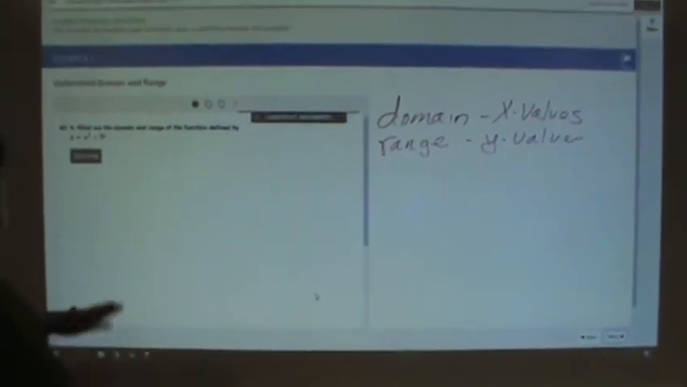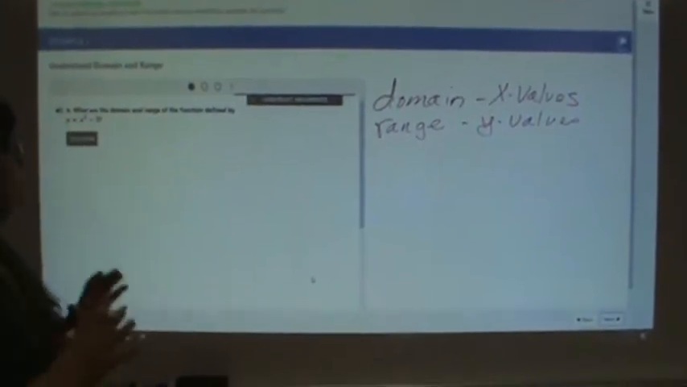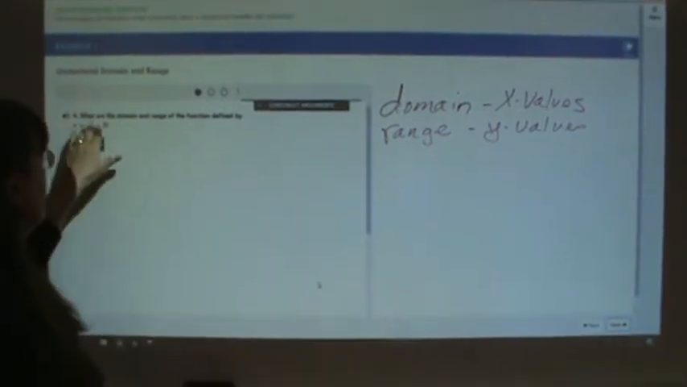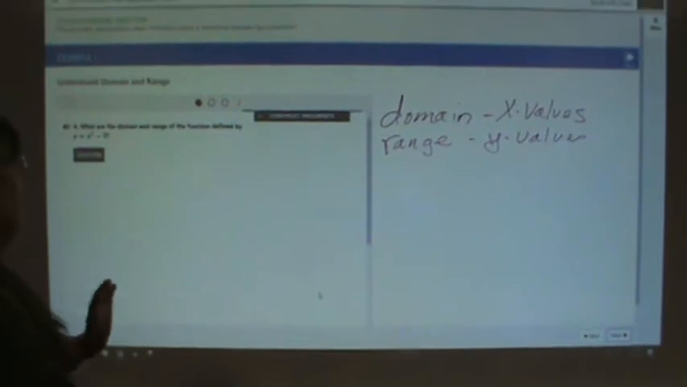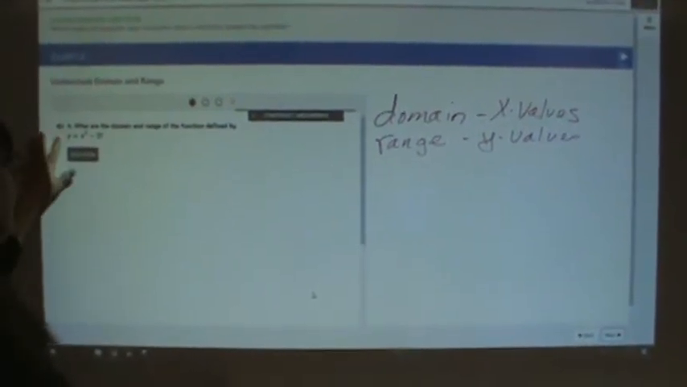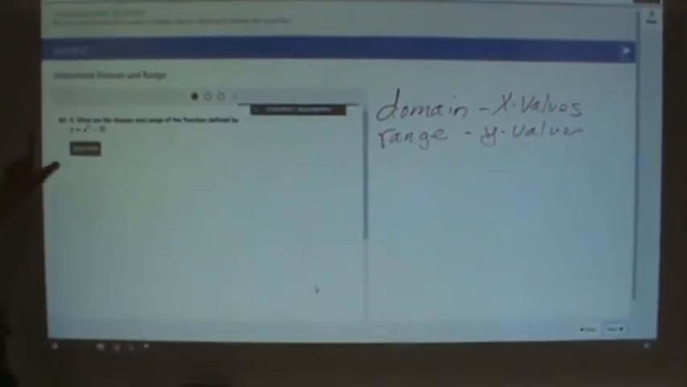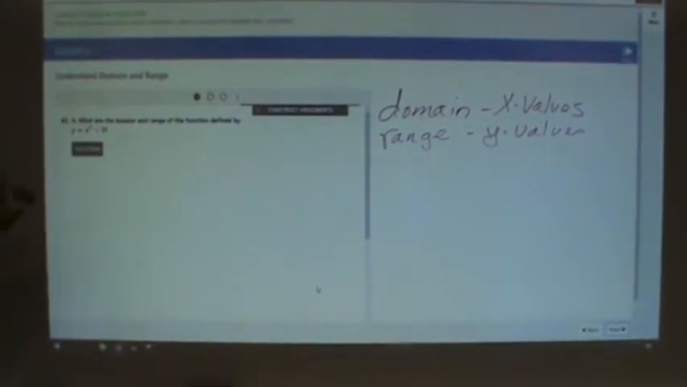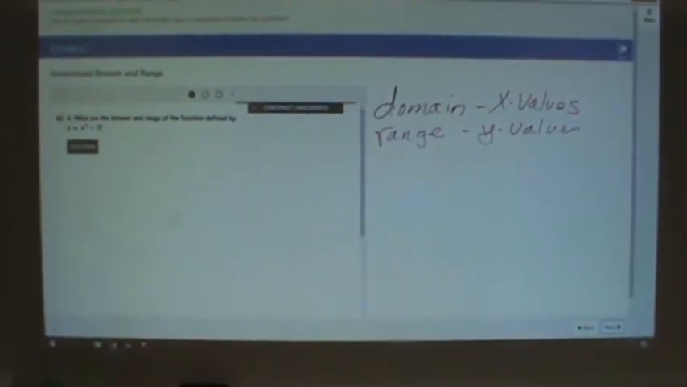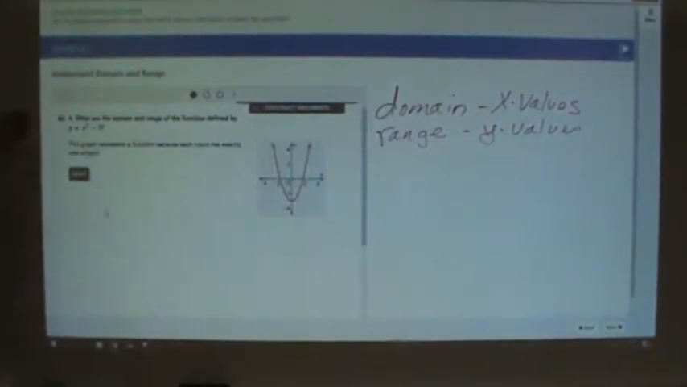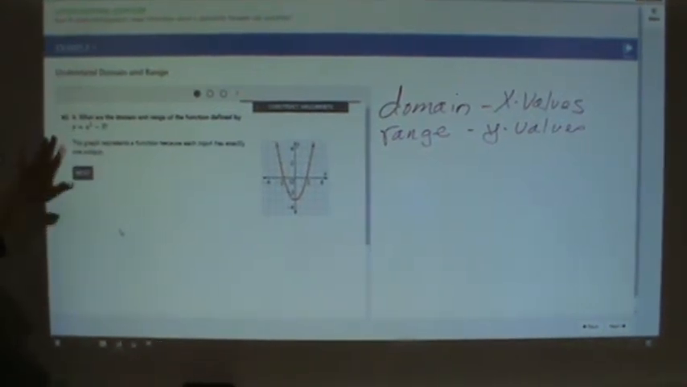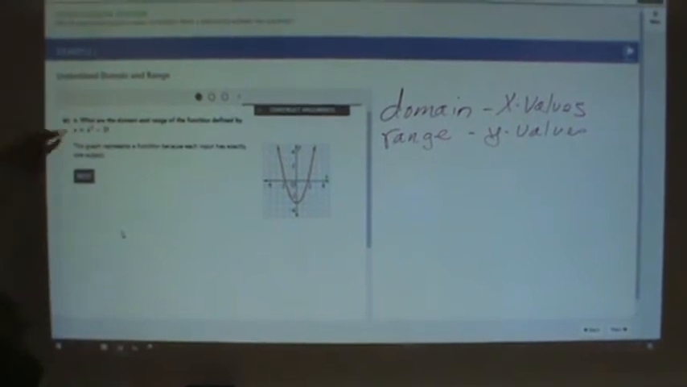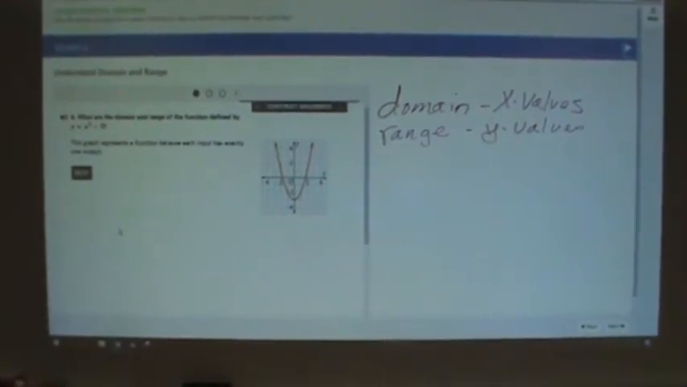Remember, we want to know all of the values for x that can go in here that will make y true, and all of the values for y that make x true. So the first thing you're going to do here is hit solution. Now, this gives you an explanation of what's going on here. So here's the graph of this function.